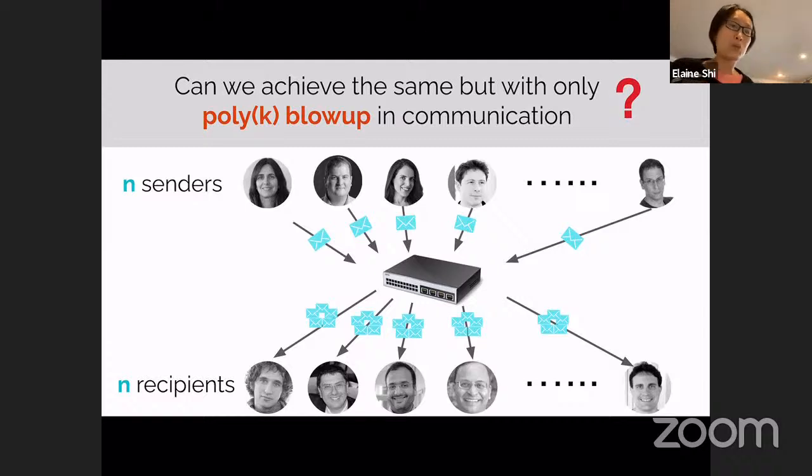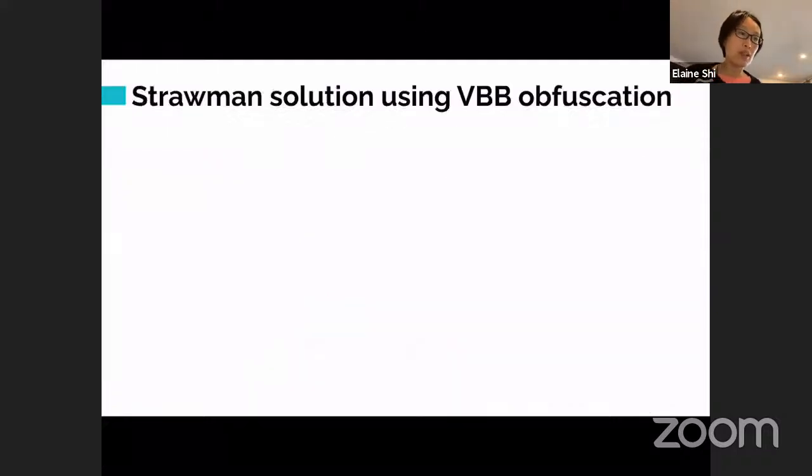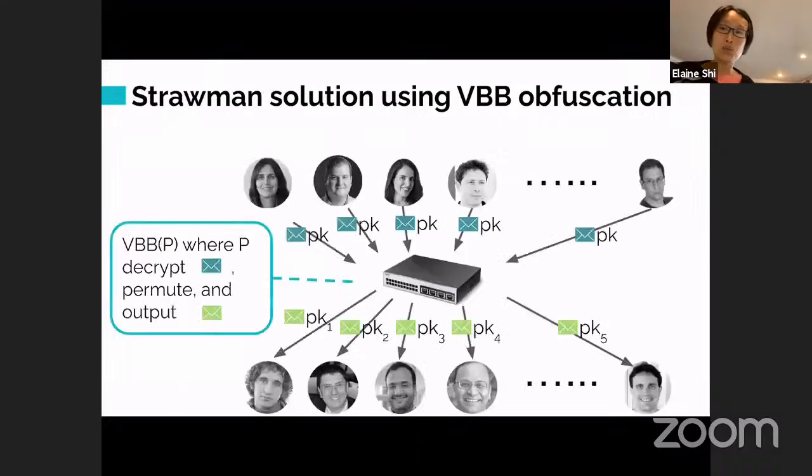It would be nice if we can have communication blowup that's poly kappa, where kappa is the security parameter and independent of N. So this is what we call succinct communication. And I claim if you have BBB obfuscation, there's a solution which works like this.